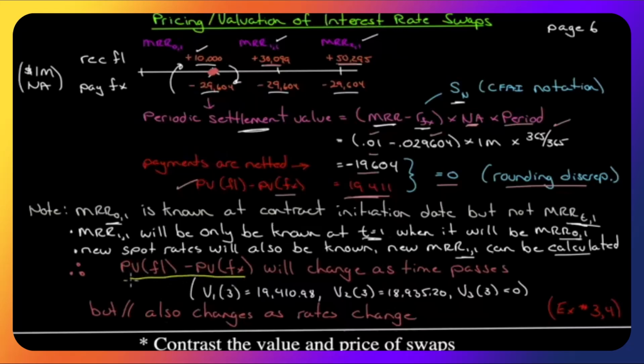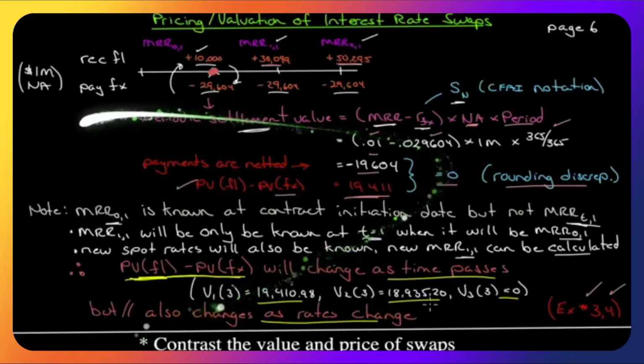So we have an important conclusion. This is how we calculate the value of the swap. The present value of the floating rate payments to be received or paid minus the present value of the fixed rate payments to be paid or received will change as time passes. And we've shown you on the previous screen how they change as time passes, but also change as rates change. And to demonstrate everything we've done so far, let's walk through example 3 and example 4, and we'll see how these two things affect the value of a swap.